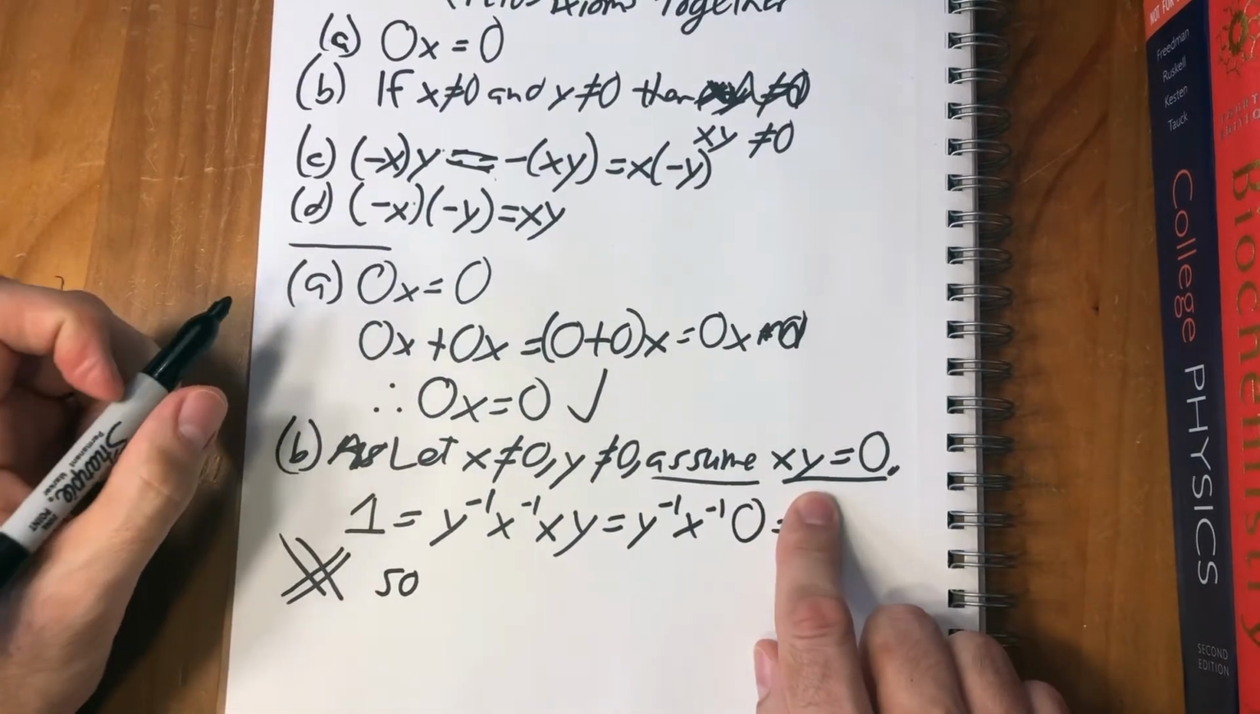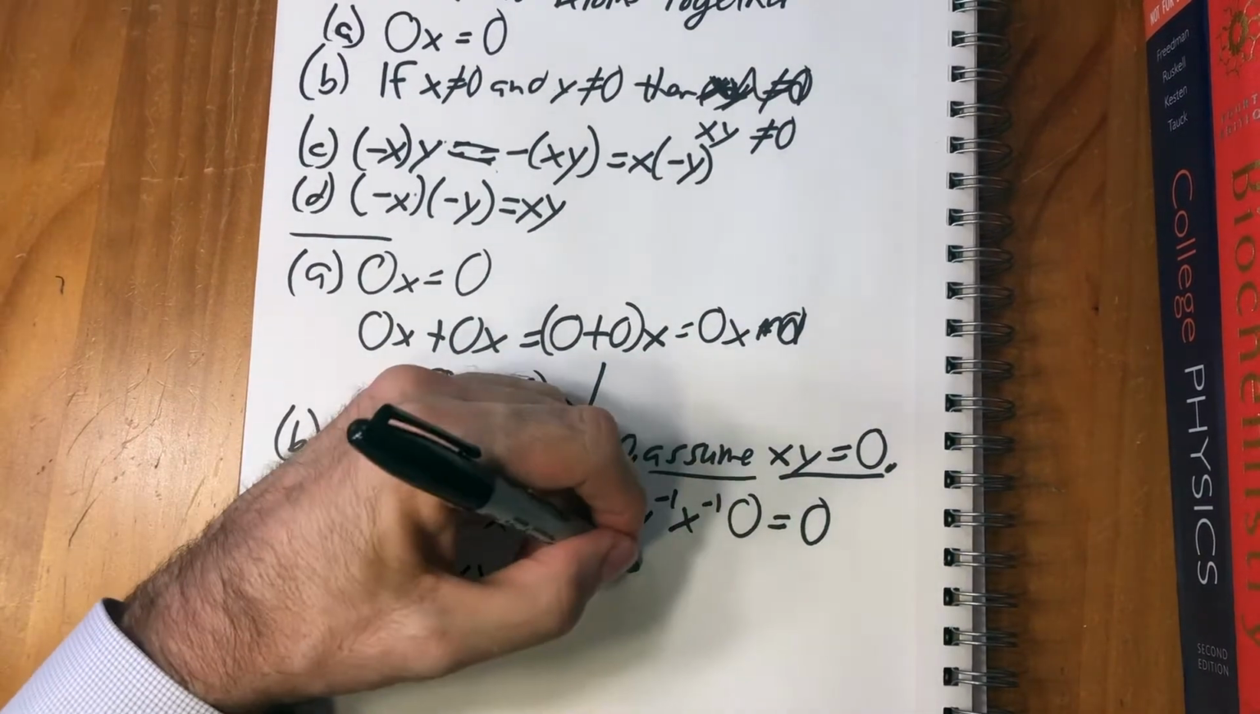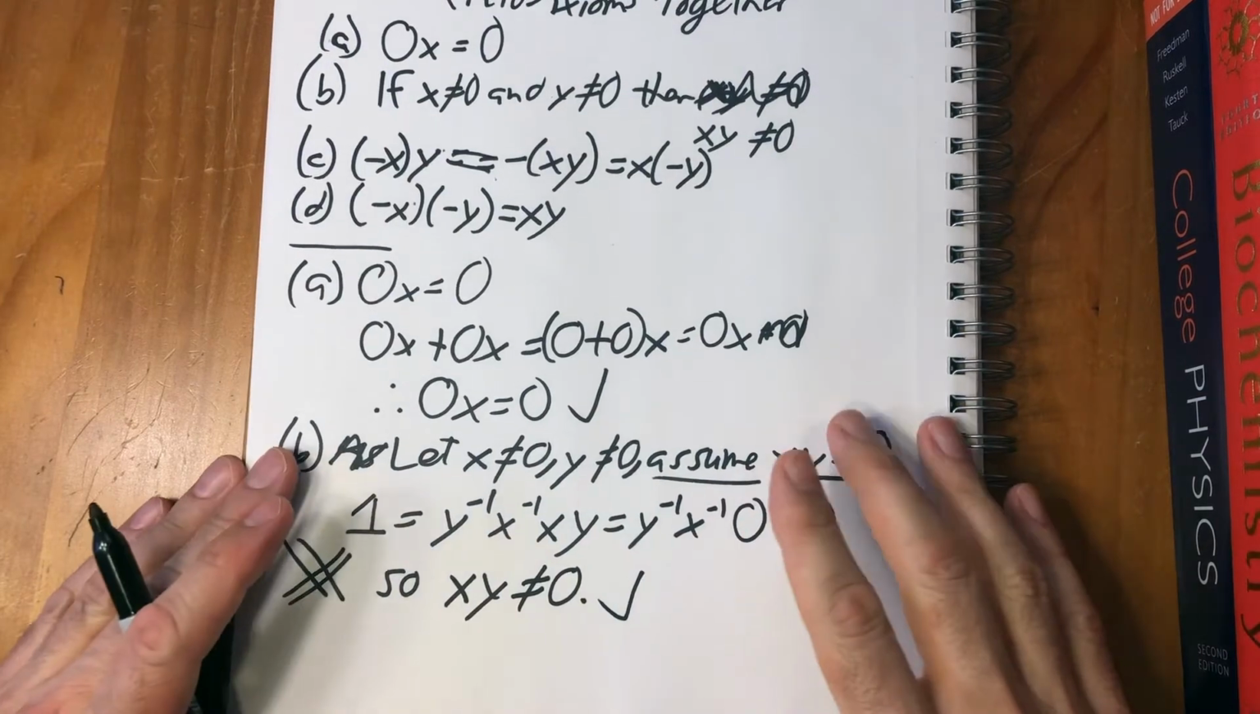So our assumption that xy equals 0 must be wrong, so xy cannot equal 0. Okay.